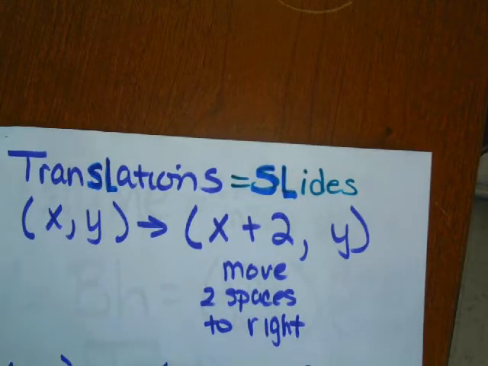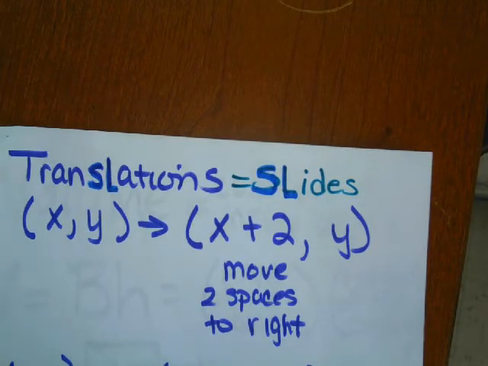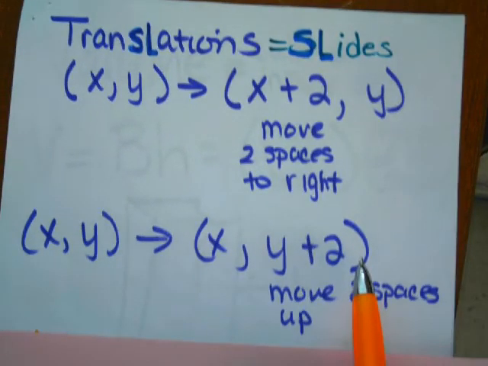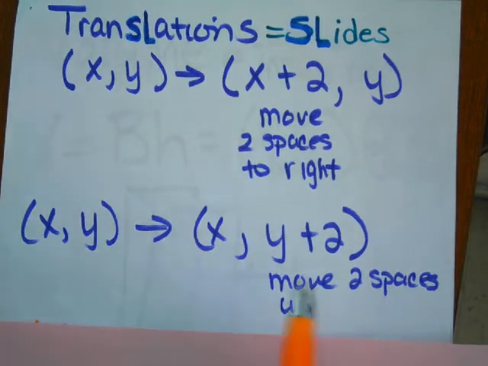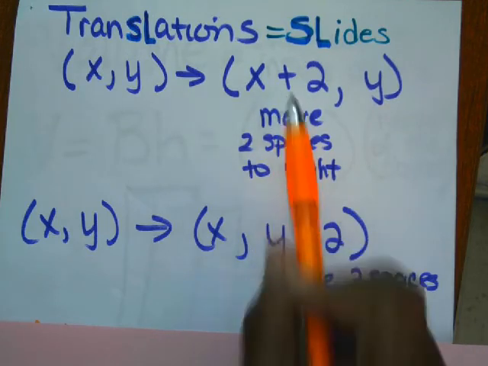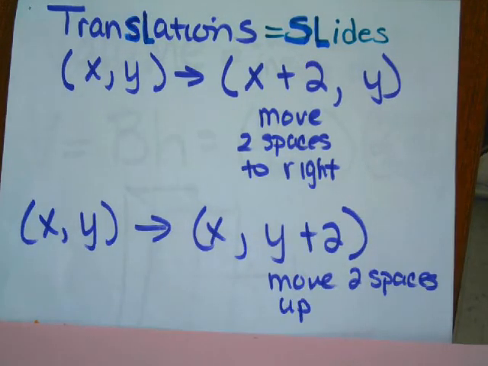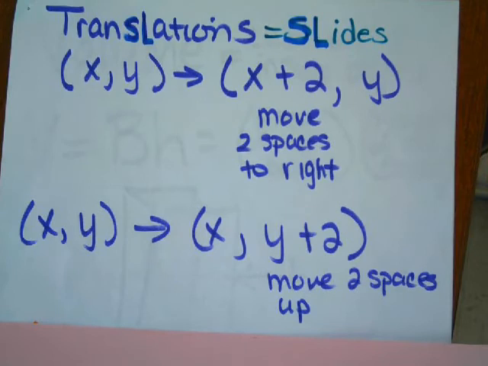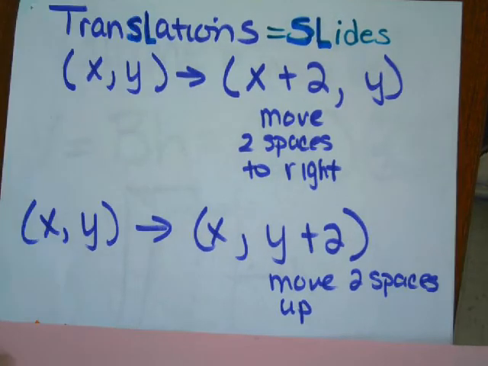Let's say the x doesn't move, but the y does. Then I would move 2 spaces up. So if this was a subtract 2, then I'd move 2 spaces down. And if this was a subtract 2 on the x, I'd move 2 spaces to the left. Okay? So it'd just be the opposite of what we have written right here.